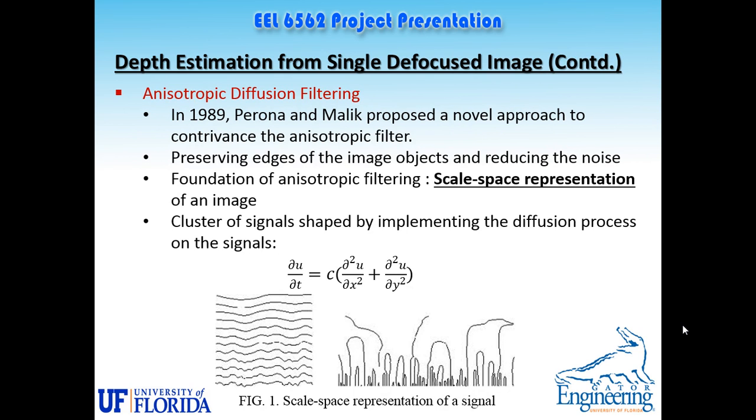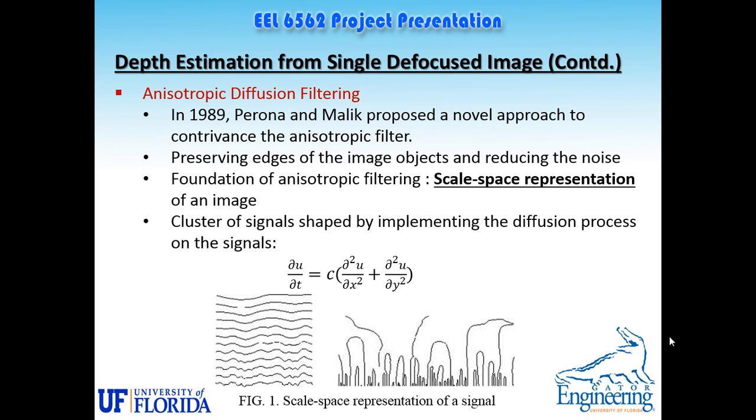The first concept that is necessary for estimating the depth in this process is the concept of anisotropic diffusion filtering. This is also known as the Perona-Malik scheme. In 1989, Perona and Malik proposed a novel approach, pioneering work on the anisotropic filter. What this filter does is basically preserve the edges of the image objects, and at the same time it reduces the noise. The foundation of the anisotropic filtering is known as scale space representation of an image.